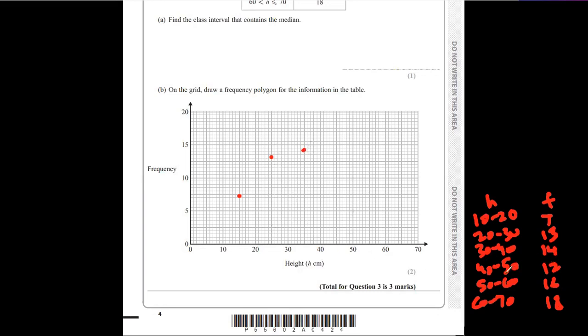Okay, and then 40 to 50, 45 is the midpoint, and this is 12. So the point will be there then. Okay, and next one.